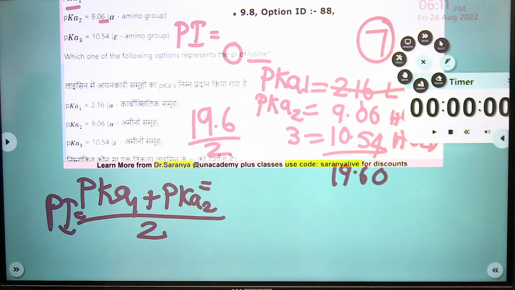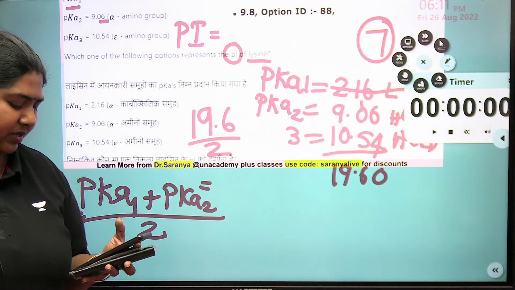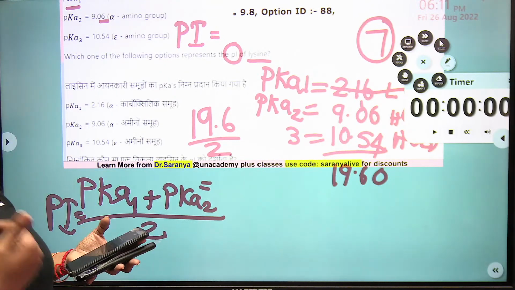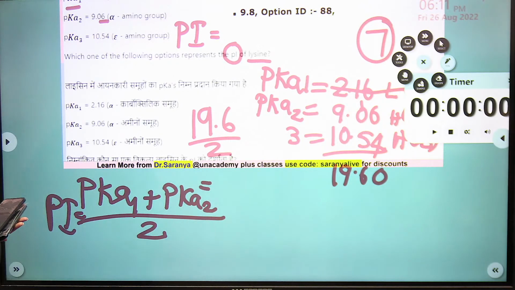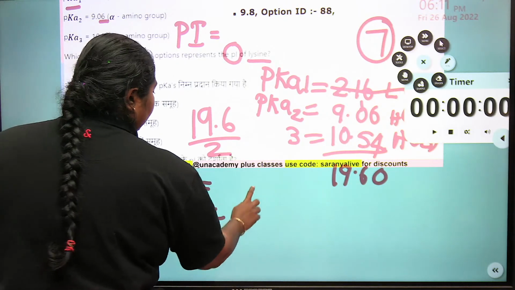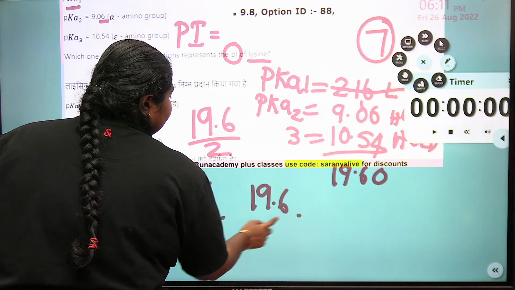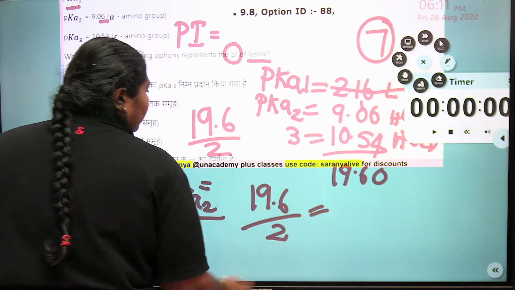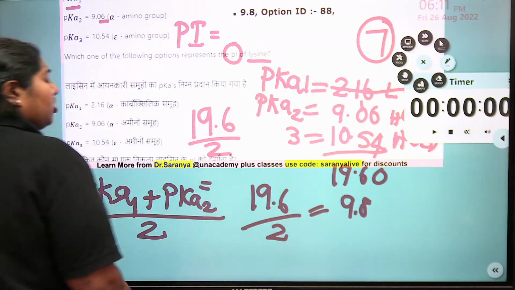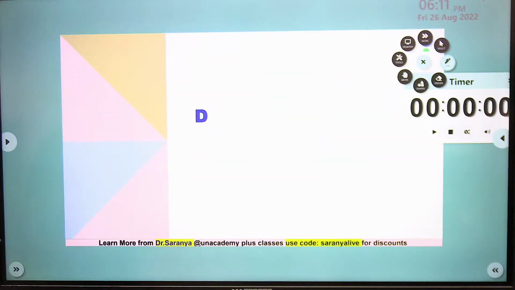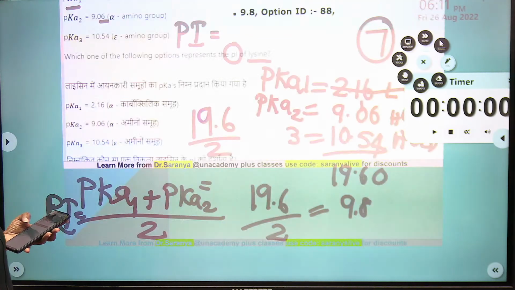So the formula is pKa1 plus pKa2 divided by 2. Yes, this is the formula. Got it now? So it is going to be 19.6 divided by 2, so it is going to be 9.8. Got it now? Everybody in this class? Did you get it? Henceforth, D is the only correct answer.